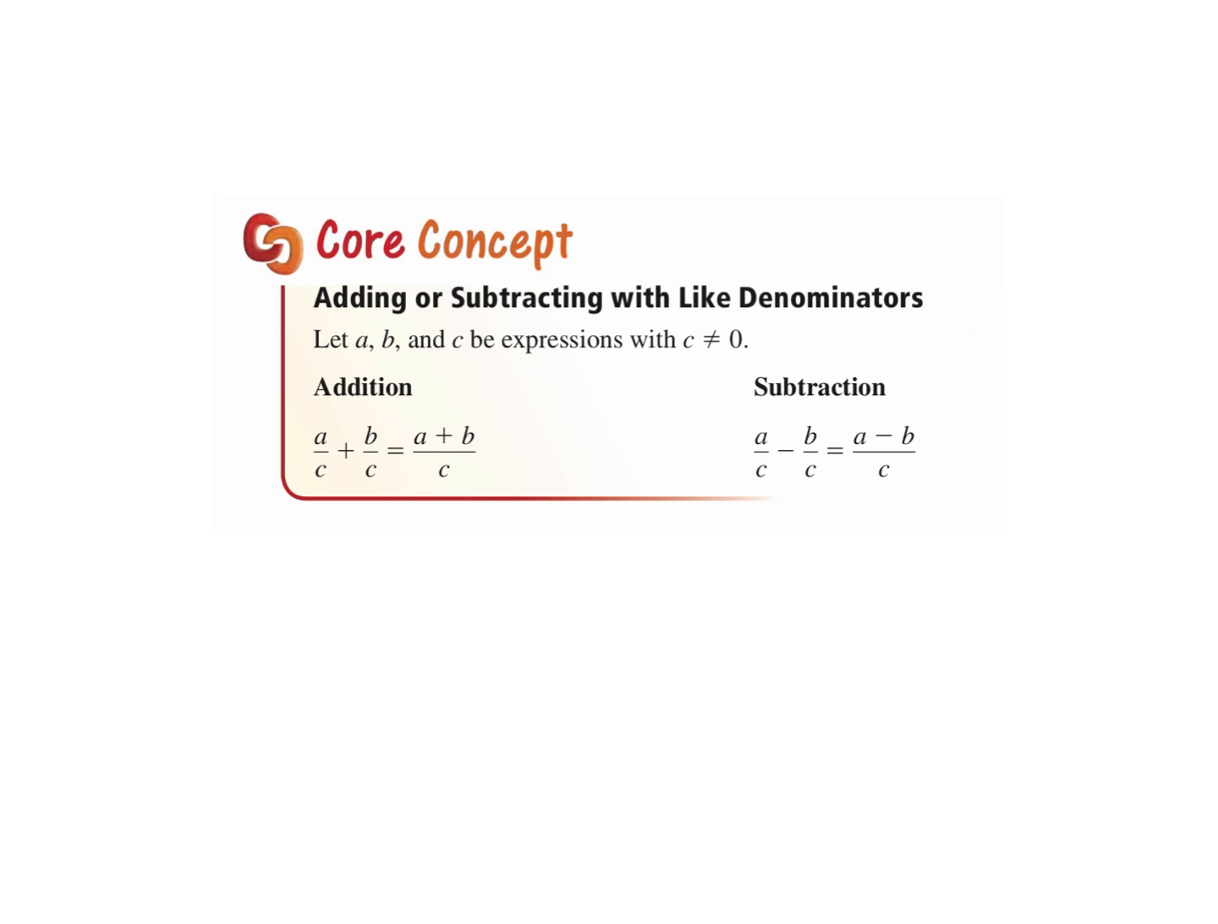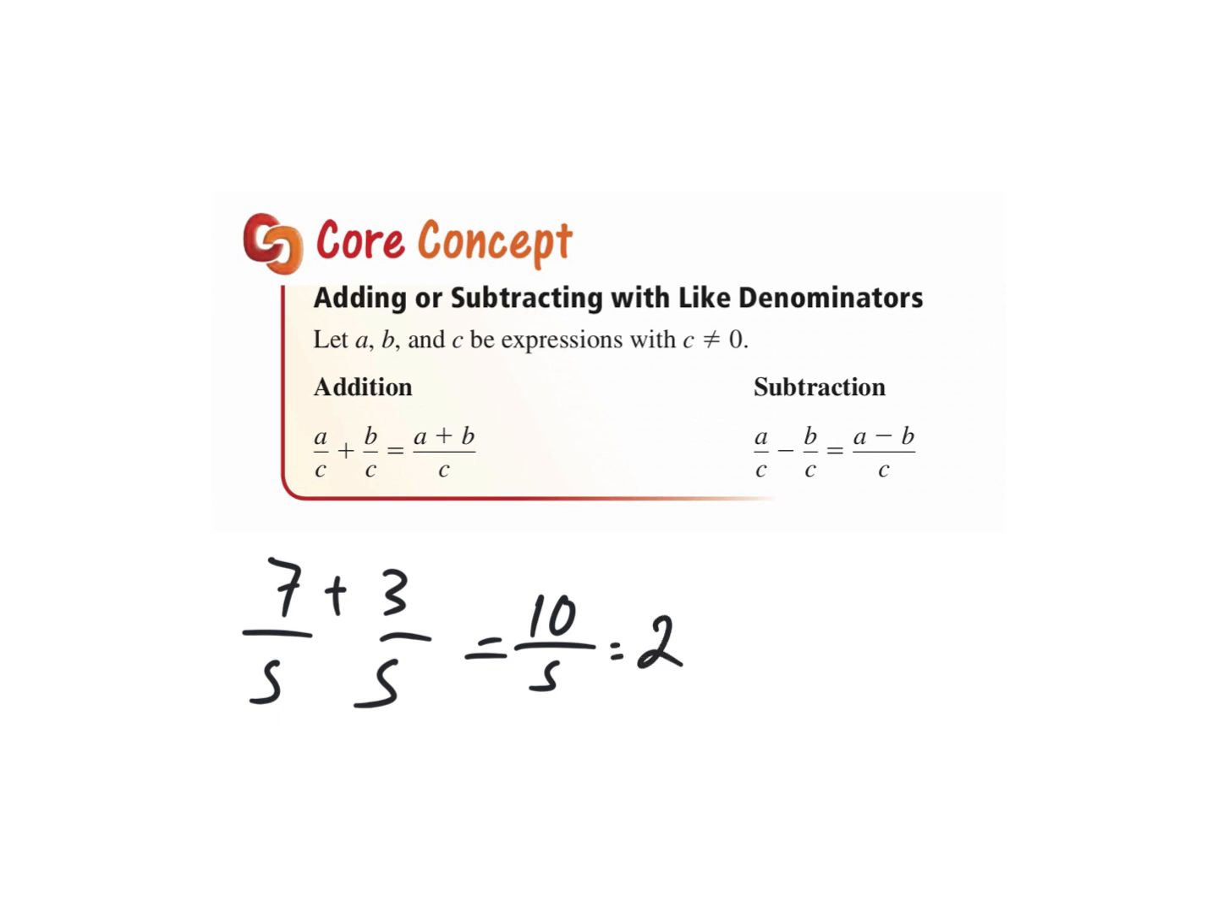Now in this case, you have a over c plus b over c equals a plus b over c. So just like normal fractions, the c stays the same. We add the tops. And when it comes to subtraction, we're going to do a minus b, so we subtract the tops, and the c stays the same. Now it's going to be the same as if we were doing 7 plus 3 over 5. The 5 stays the same as we are left with 10 over 5, which will simplify to 2.